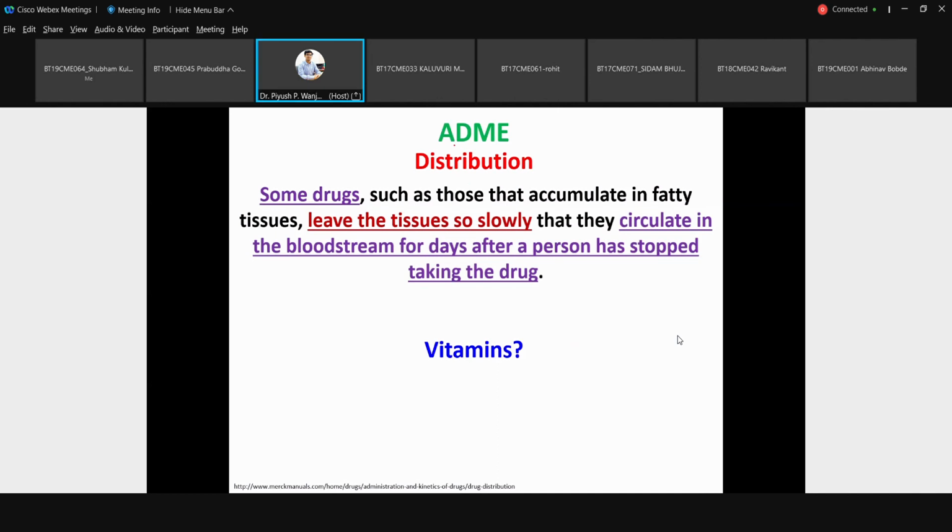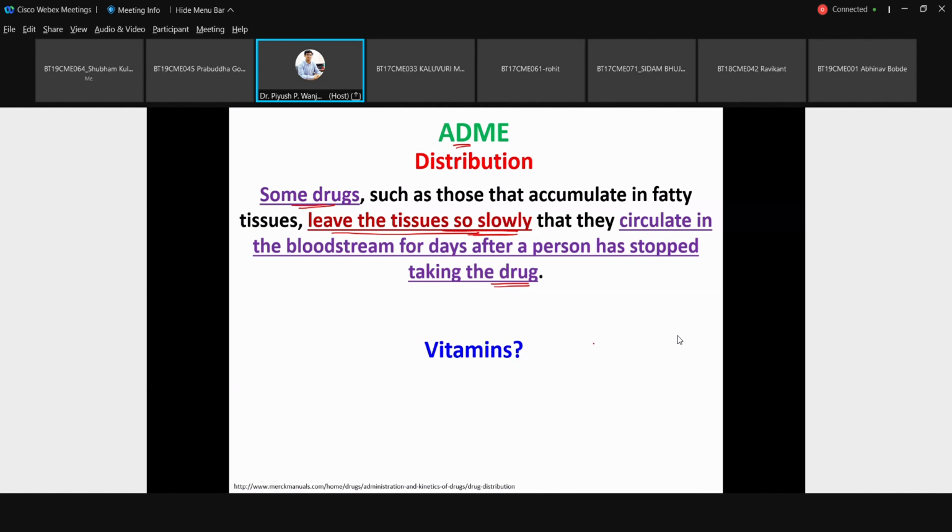Then when distribution occurs, you can consider that some pharmaceutical drugs leave the tissues very slowly. When they are released slowly, even if a person stops taking the pharmaceutical drug, for many days afterwards the drug will continue to be released. So this is also an important aspect of distribution, particularly in relevance to vitamins.